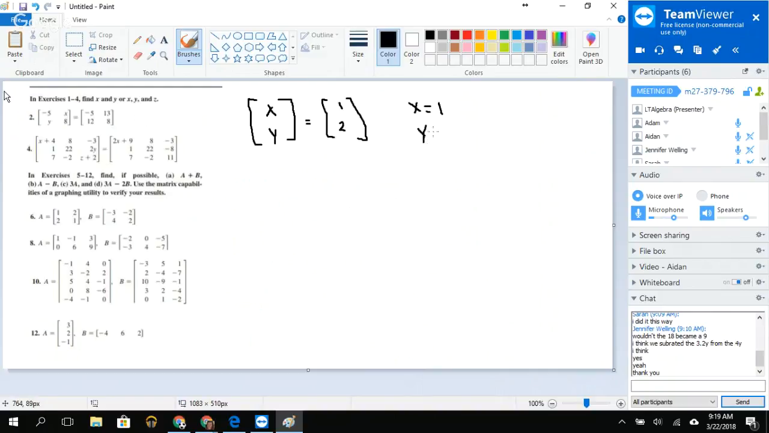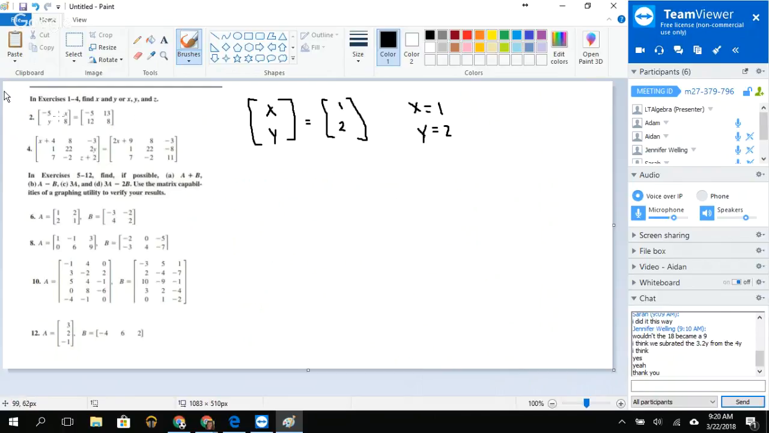Y would equal 2. So that's kind of our basic. You can have two matrices equal to each other. You have to have them have the same order, and then every entry in the matrix has to be equal to each other. So I think from there, the actual doing of the math is pretty easy, right?